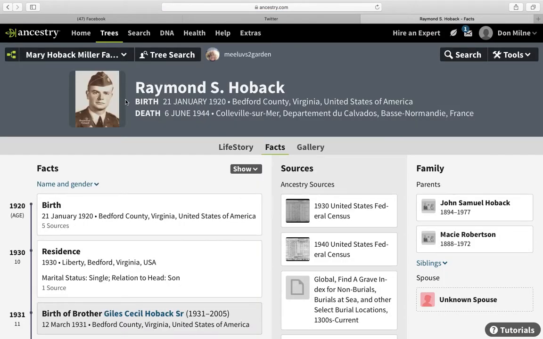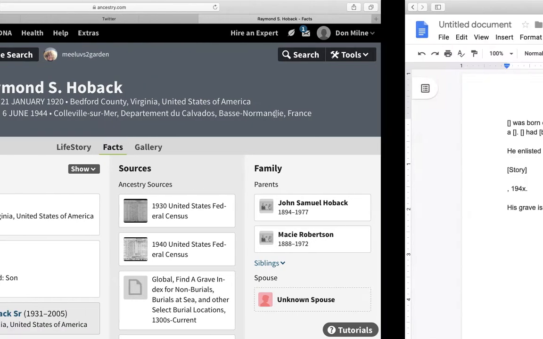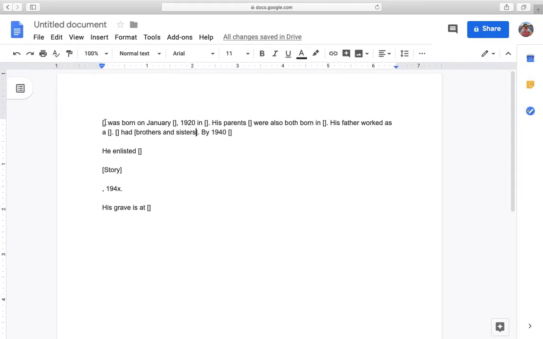I click here. We know he was born 21st of January. We now know where he was born, and we also know where he died, and we know where he's buried. All that information is here on this page right there. So we can go to this page, start filling that information out.